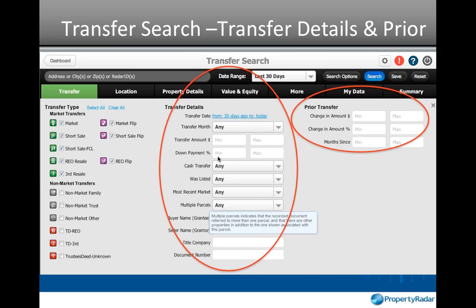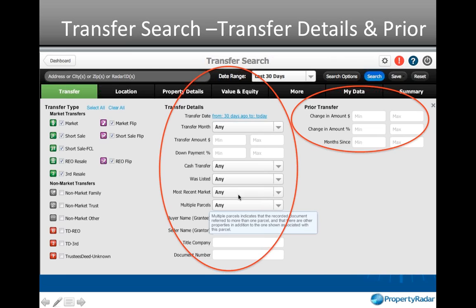Your mileage is going to vary on this. Our listing data is still not fantastic. We're working to improve it all the time. A lot of effort is going into that as we go into our listings module, and this will get better, but I would just say don't trust this. So if it comes back and says was listed as no, you still want to check that in the MLS. The MLS is still a better source of listing data than we are.